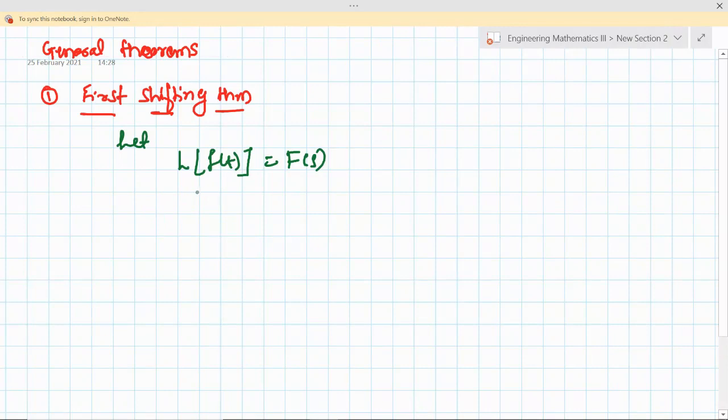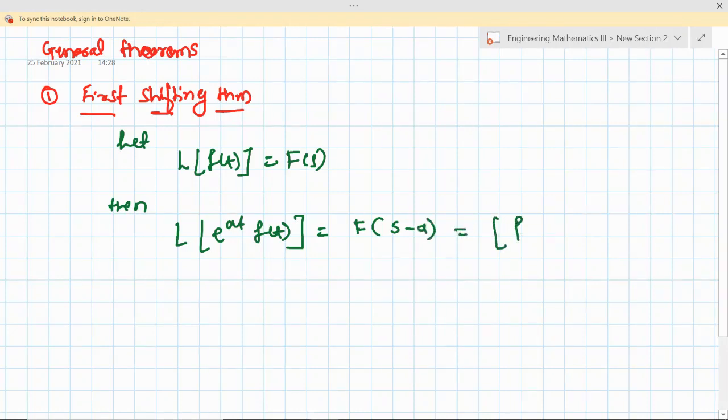Now if the Laplace transform of f of t is equal to F of s, then what is the Laplace transform of e raised to at into f of t? This is equal to F of s with s replaced by s minus a. What does it mean? We are replacing s by s minus a in F of s, if e raised to at is there. This is the first shifting theorem. Now let us understand this with the help of an example.